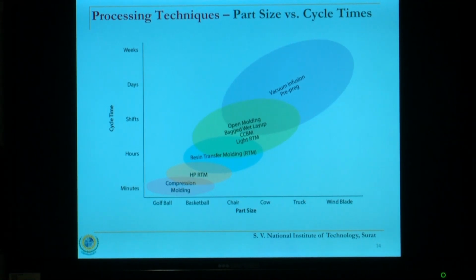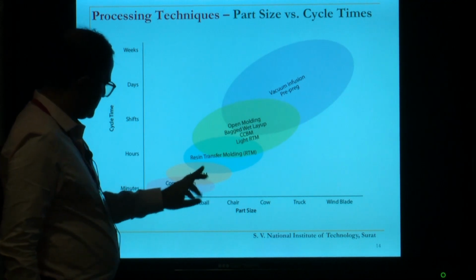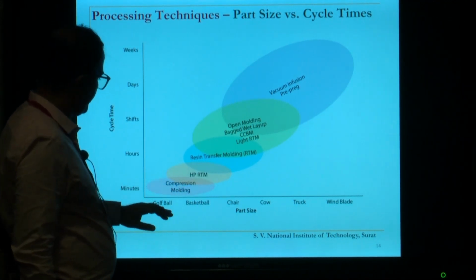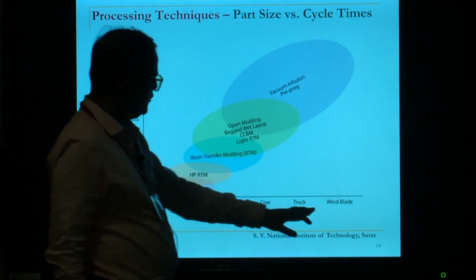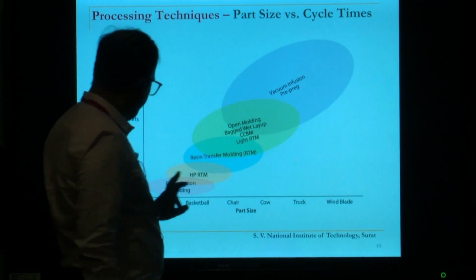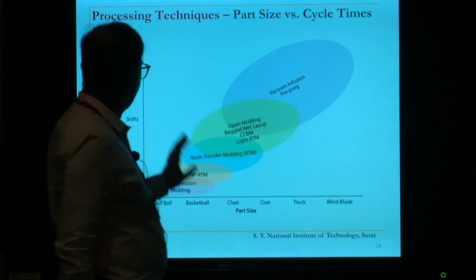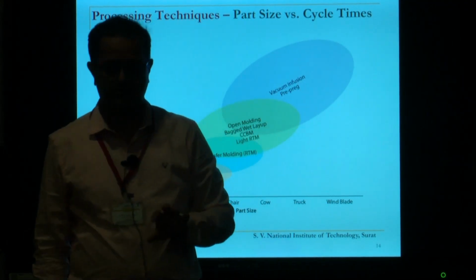What I want to focus on is, if I want to make a part with any of these processes, a small part like a golf ball may take less time if I go for this process. But if I want to go for something like a wind blade, maybe compression molding will not work. It does not work. So, it will take more time also, and maybe I will have to go for the other processes.